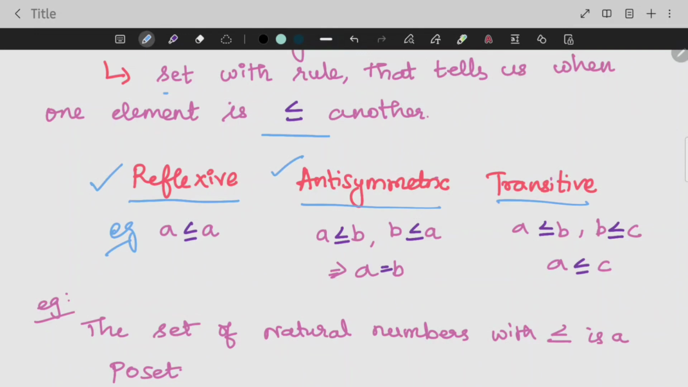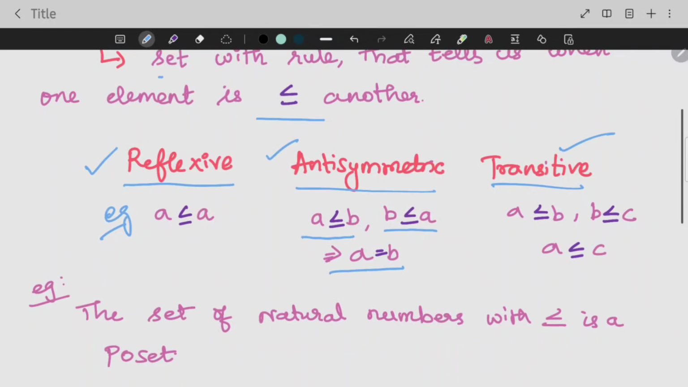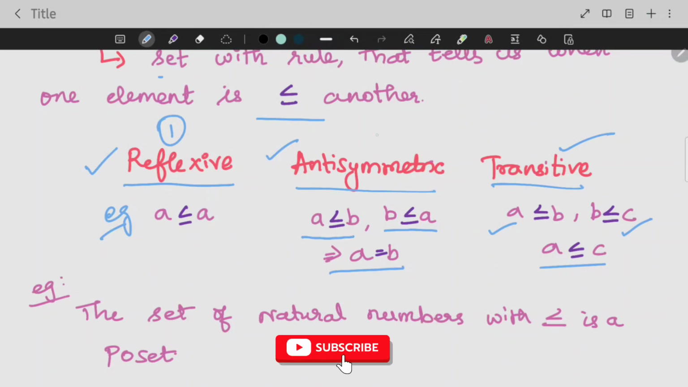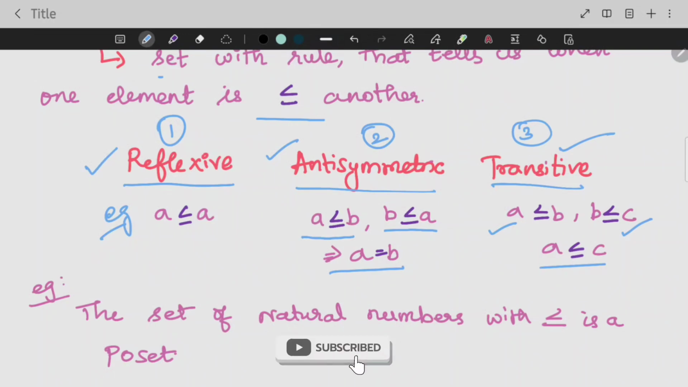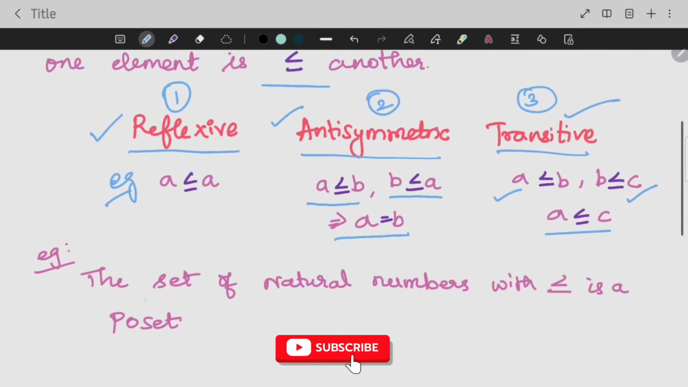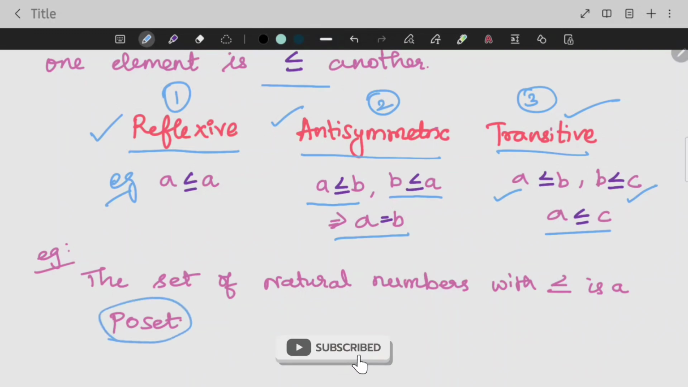Now, what is antisymmetric? If a is less than or equal to b and b is less than or equal to a, then a is equal to b. This is the antisymmetric property. Now, what is the transitive property? If a is less than or equal to b and b is less than or equal to c, then a is less than or equal to c. Reflexive involves one element, antisymmetric involves two elements, and transitive involves three elements. An example of a poset is the set of natural numbers with less than or equal to. I hope you understand what a poset is.